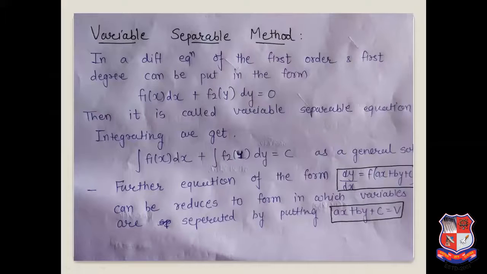But if the equation is of the form dy by dx equals f of (ax plus by plus c), then first we can reduce it to a form in which the variables are separated by putting ax plus by plus c equals v. That means if dy by dx equals f of (ax plus by plus c) is given, we first consider ax plus by plus c equals v and convert the given equation into variable separable form.